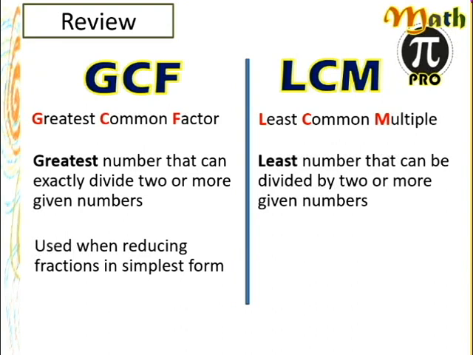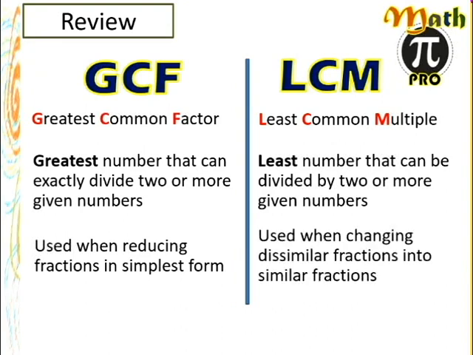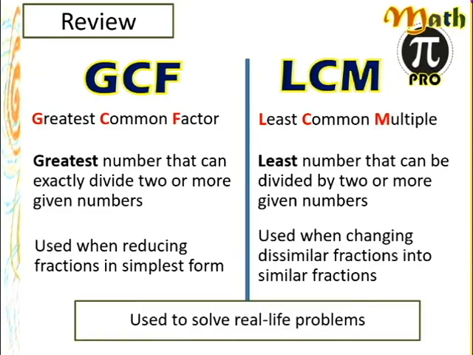GCF is used when reducing fractions in simplest form, while LCM is used when changing dissimilar fractions into similar fractions. They can be called GCD or greatest common divisor when used to simplify fractions, or LCD or least common denominator when changing dissimilar fractions into similar fractions. Both of them are used to solve real-life problems.